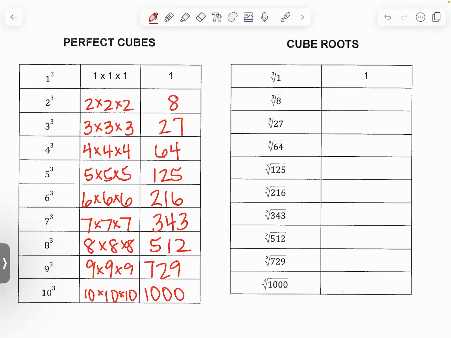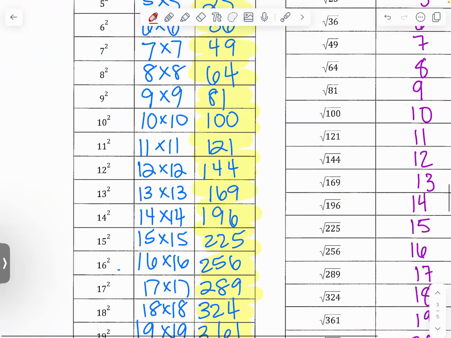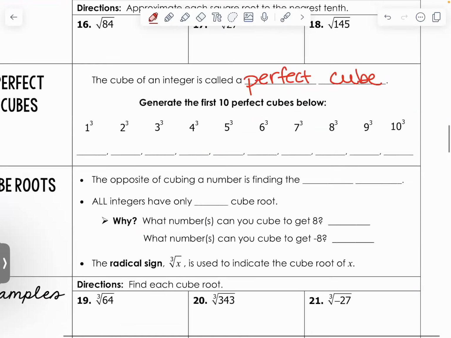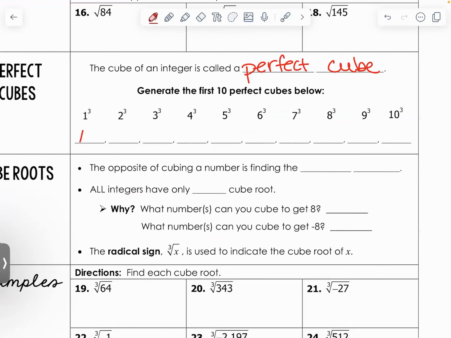Okay, so now what I'd like you to do is go back to page 2 and fill this out right here. Go back to page 2 and we're filling this out.